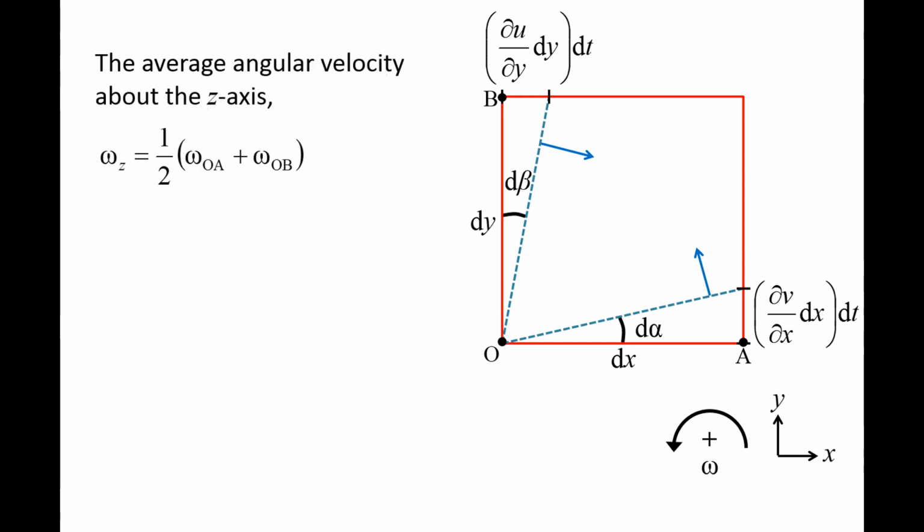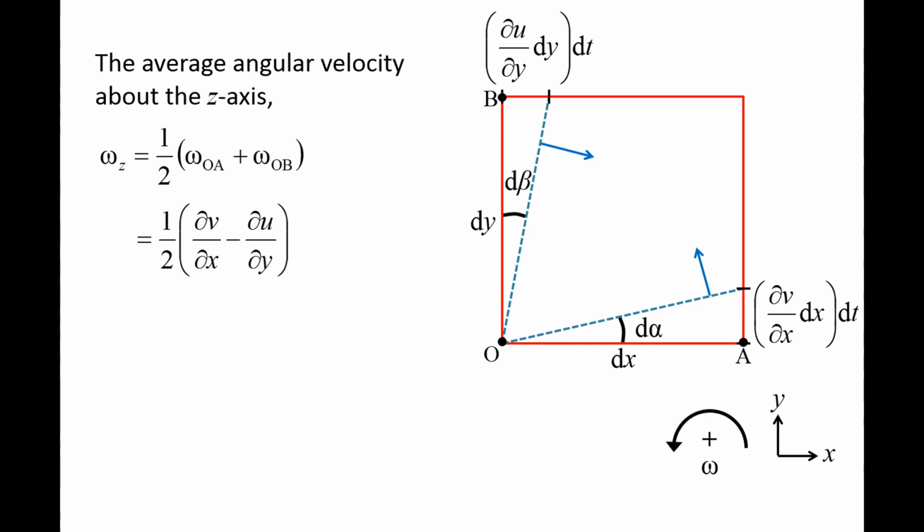We can calculate the average angular velocity of the fluid element about the z-axis, called omega z, by taking the average of omega OA and omega OB. Plugging in the expressions for omega OA and omega OB, we obtain 1/2 times the quantity partial v partial x minus partial u partial y.